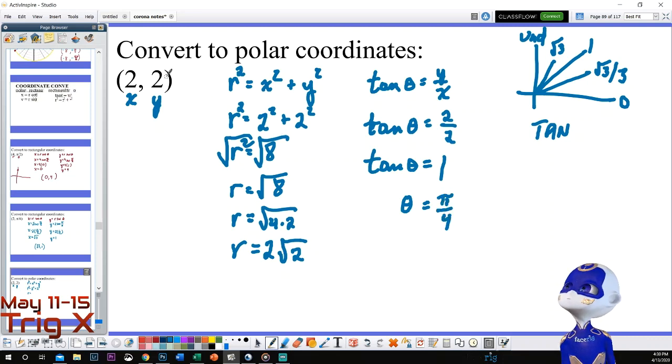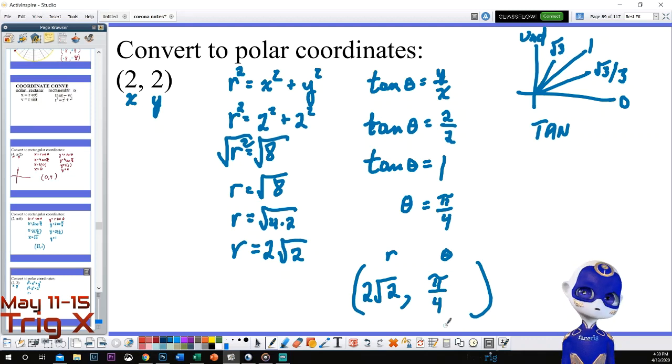This was in quadrant 1, so of course I'm just going to leave this in quadrant 1. If this would be in a different quadrant, this would only be my reference angle, and then I would have to put it in the correct quadrant, and that would be it. So finally, remember that polar coordinates have r and then theta. So my r value was 2 square root of 2. My theta was pi over 4. And there is your exact coordinate for polar form.